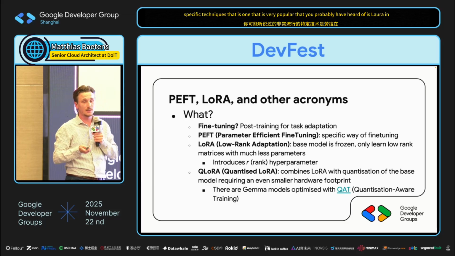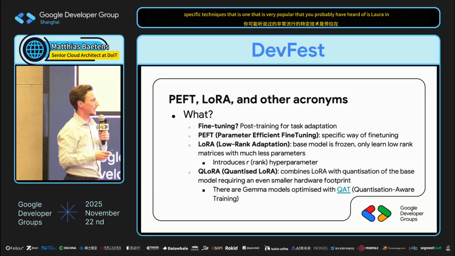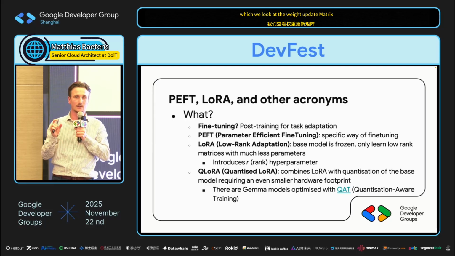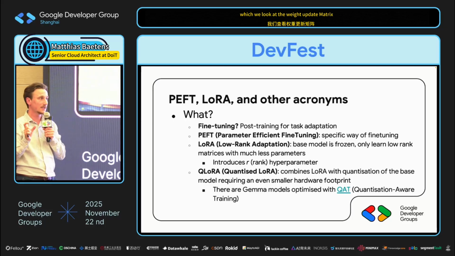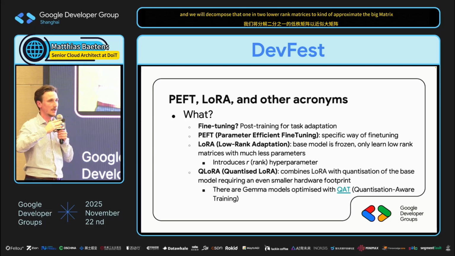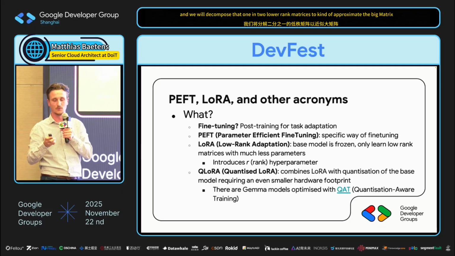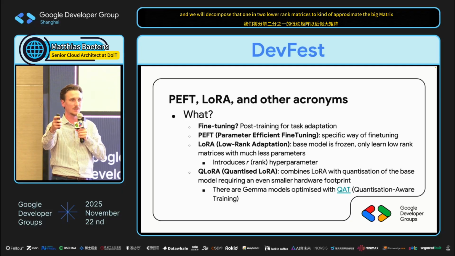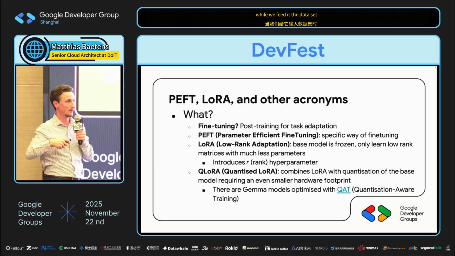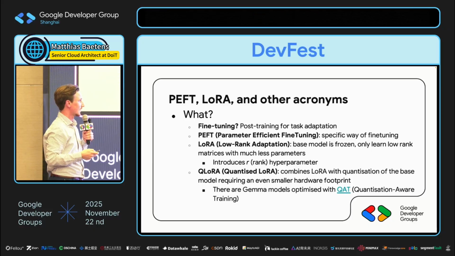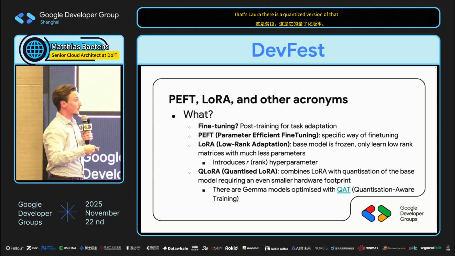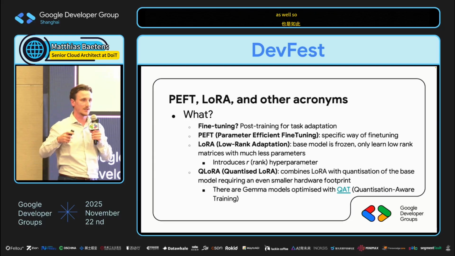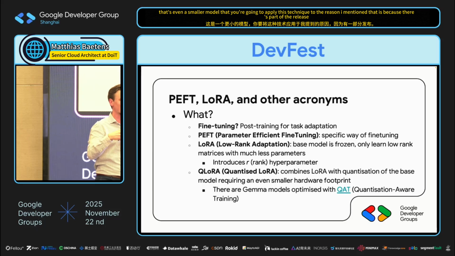One specific technique that is very popular, that you have probably heard of, is LoRA, in which we look at the weight update matrix and decompose it into lower-rank matrices to approximate the big matrix, but learn a lot fewer parameters while we feed it the data set. So that's LoRA. There is a quantized version of that as well, so that's an even smaller model that you apply this technique to.